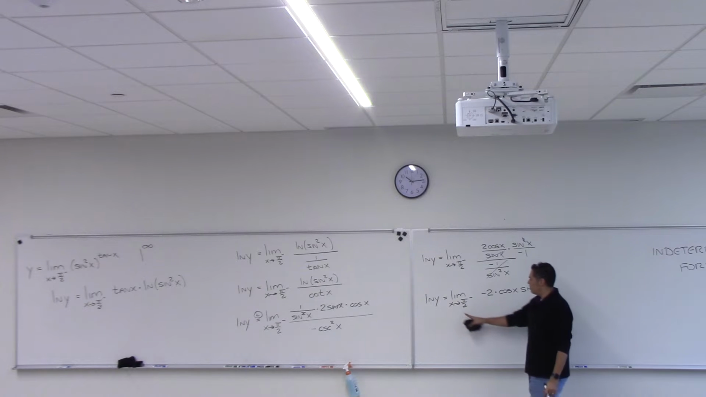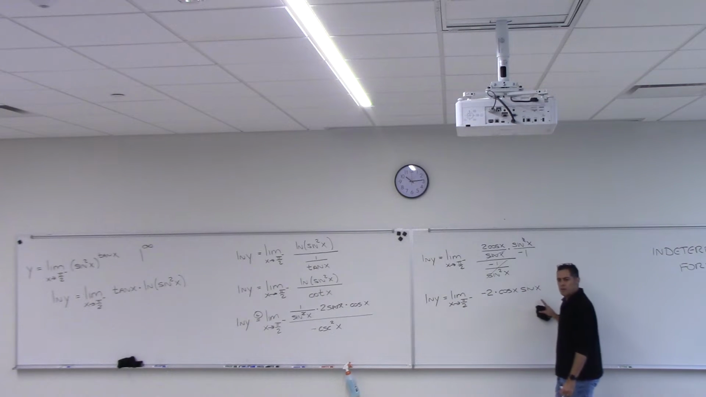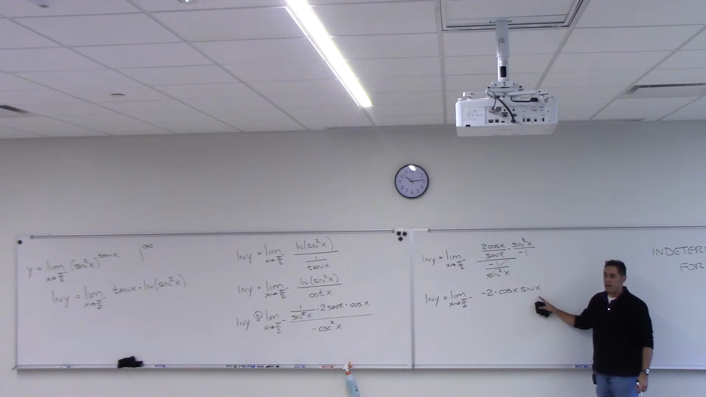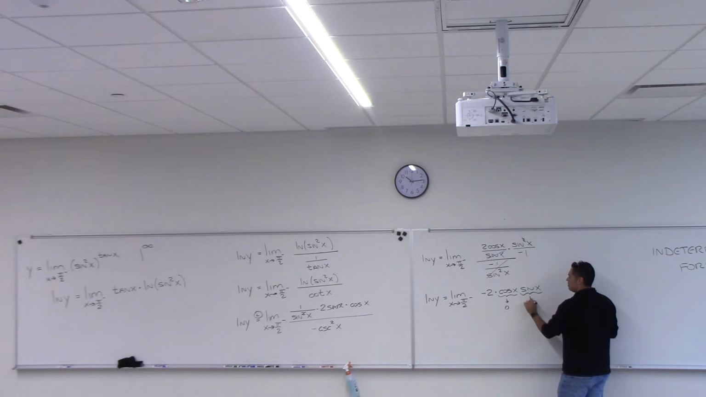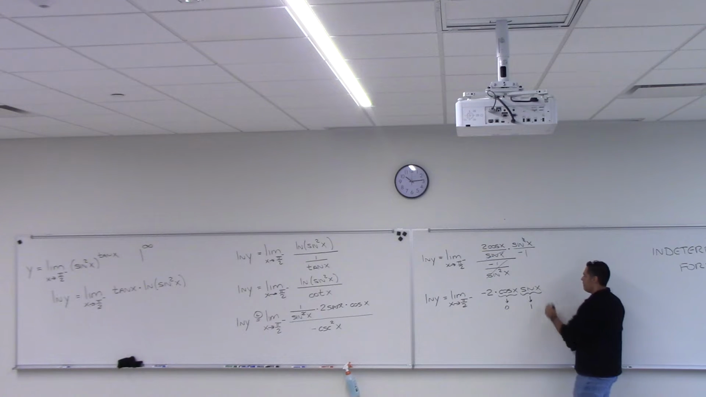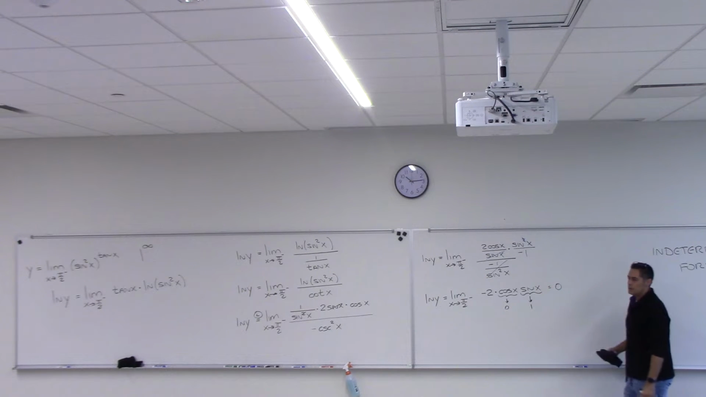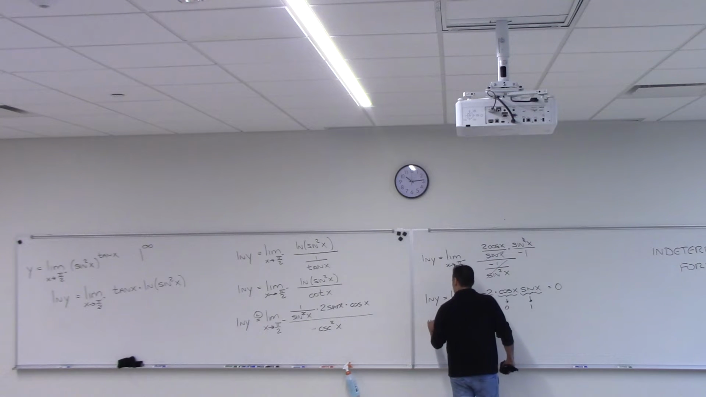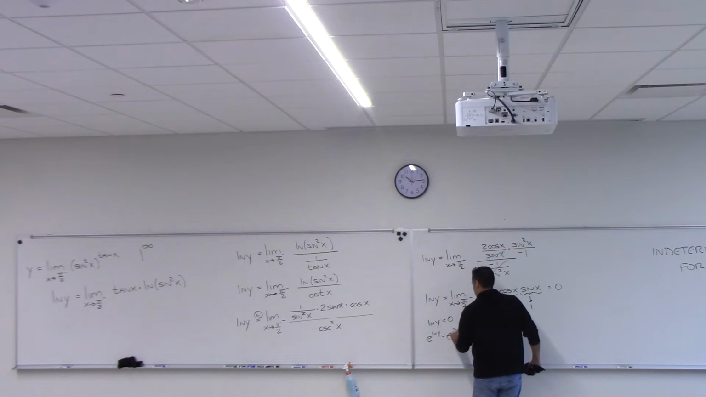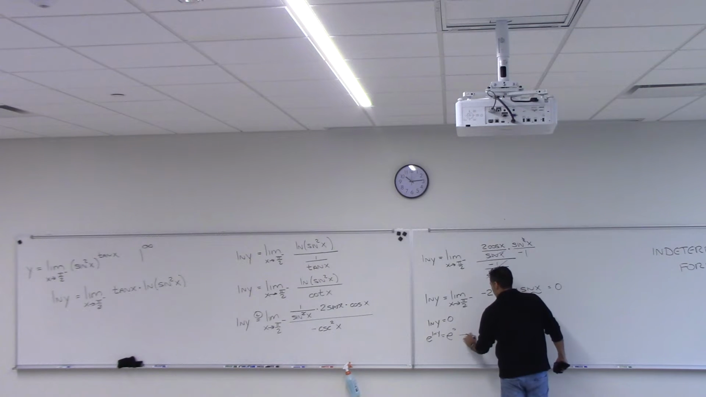I want to know what happens as x goes to pi over 2 right here. I don't have division by 0 anymore, do I? I don't have anything bad happening. What is cosine of pi over 2? The x coordinate at pi over 2 is 0, right? So this is headed to 0. And sine of pi over 2 is 1. So we have negative 2 times 0 times 1, which is just 0. So the natural log of y is 0, which means e to the natural log y equals e to the 0. Isn't that exactly what we got last time? So y is 1.